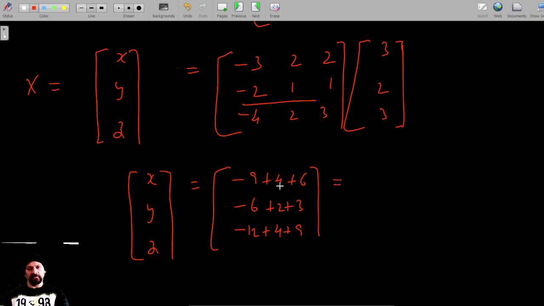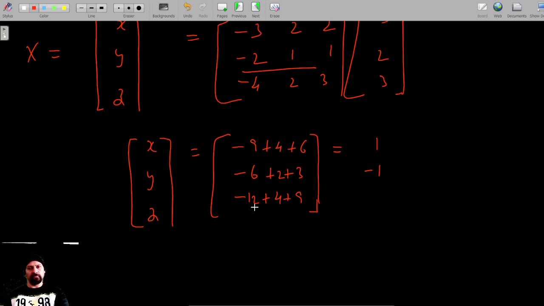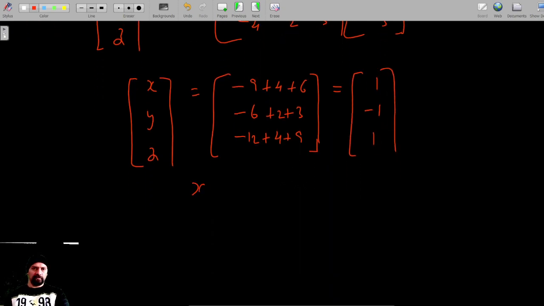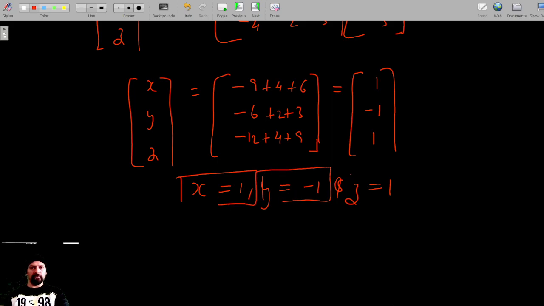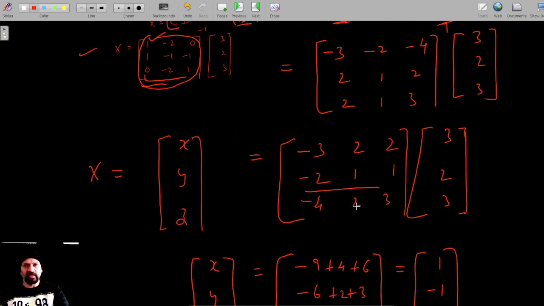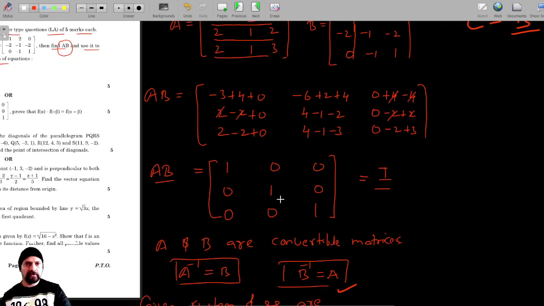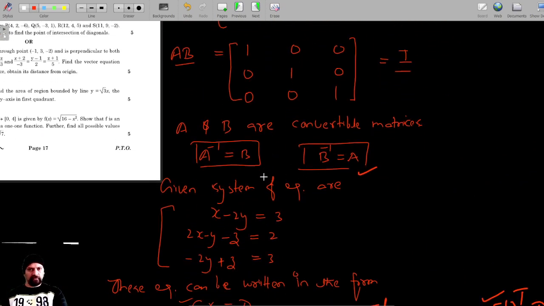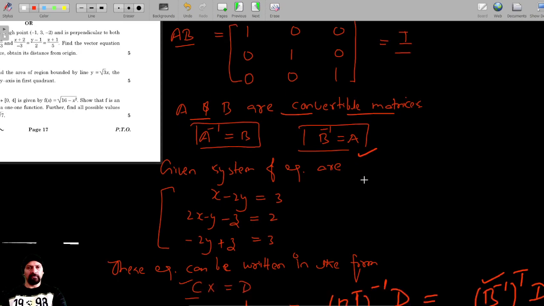Okay, solve this. This is -9 plus 4 is -5, plus 6 is 1. -6 plus 2 is -4 plus 3 is negative 1, and -12 plus 4 is negative 8 plus 9 is 1. Okay, this gives me X is equal to 1, Y is equal to negative 1, and Z is equal to 1. So these are the values of X, Y, and Z. And that's how we use the product to show that the matrices are invertible and A inverse is equal to B, B inverse is equal to A.